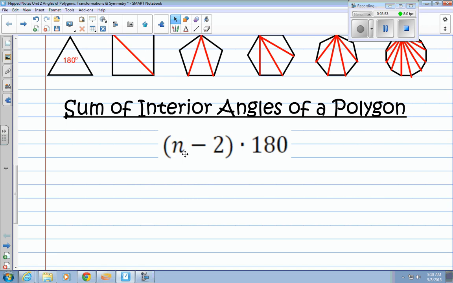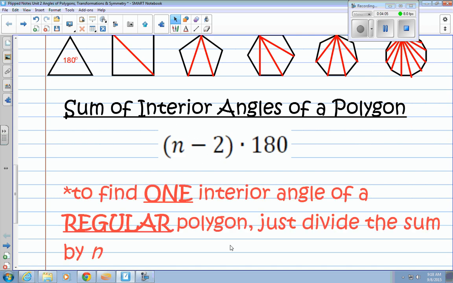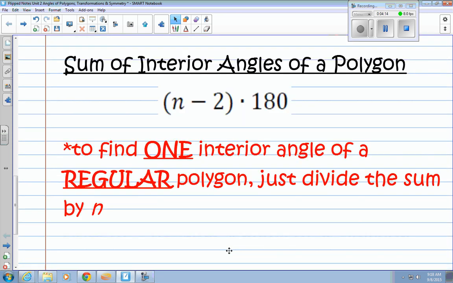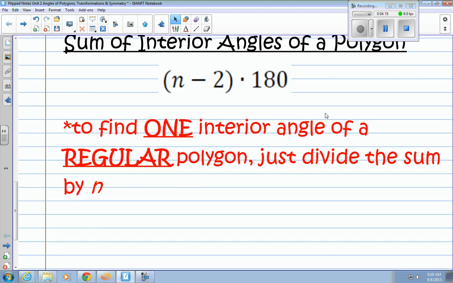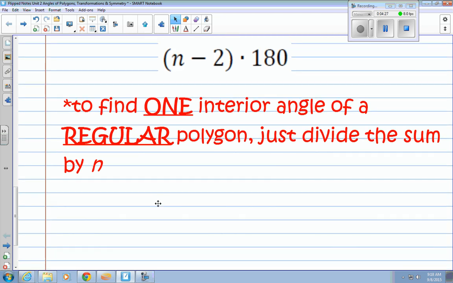So the formula that you need to have memorized that is not on your formula sheet is going to be the number of sides minus 2 times 180, or in other words, the number of triangles we can form times 180. To find one interior angle, and this only works for a regular polygon, we just need to take this formula for the sum and divide it by however many sides and or angles that we have. So that makes sense. If we have 10 angles and they're all congruent because we have a regular polygon, then to find the measurement of one of those angles, we would just need to divide our sum by 10.